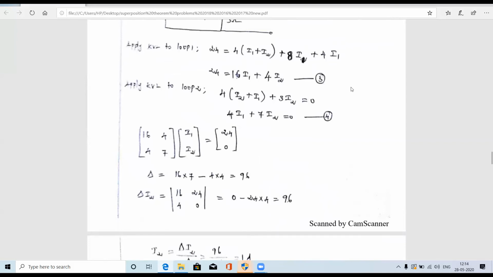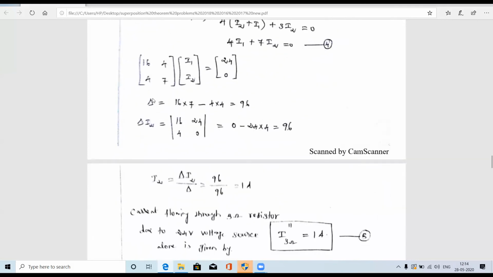So we convert equation number 3 and 4 into matrix format, a 2 by 2 matrix. In the first equation, equation number 3, the coefficient of I1 is 16 and the coefficient of I2 is 4. And in the second equation, the coefficient of I1 is 4 and the coefficient of I2 is 7. I1, I2 equal to the constants 24 and 0.